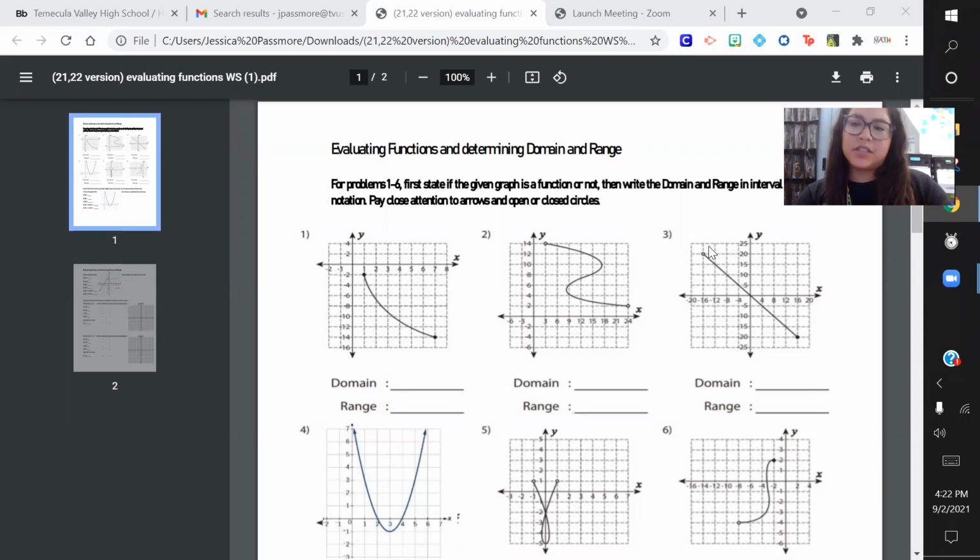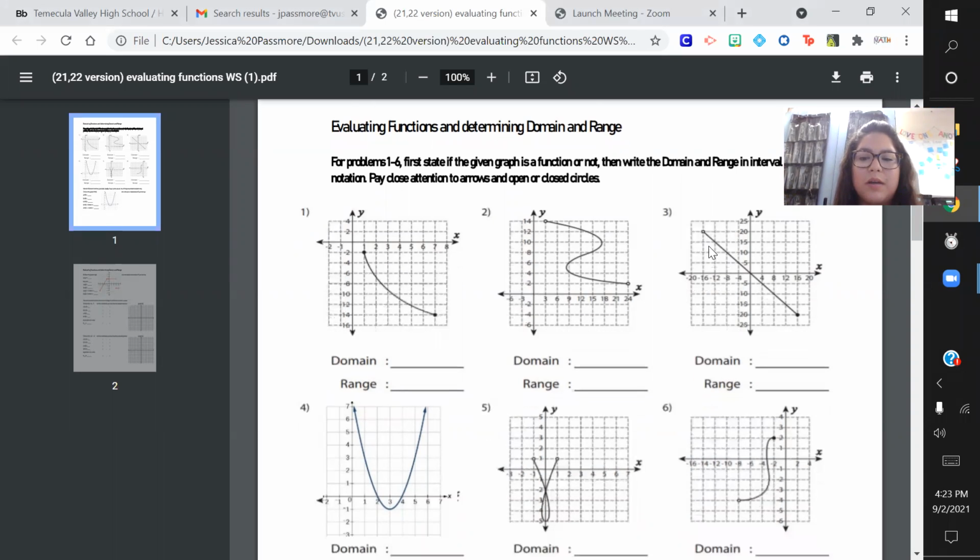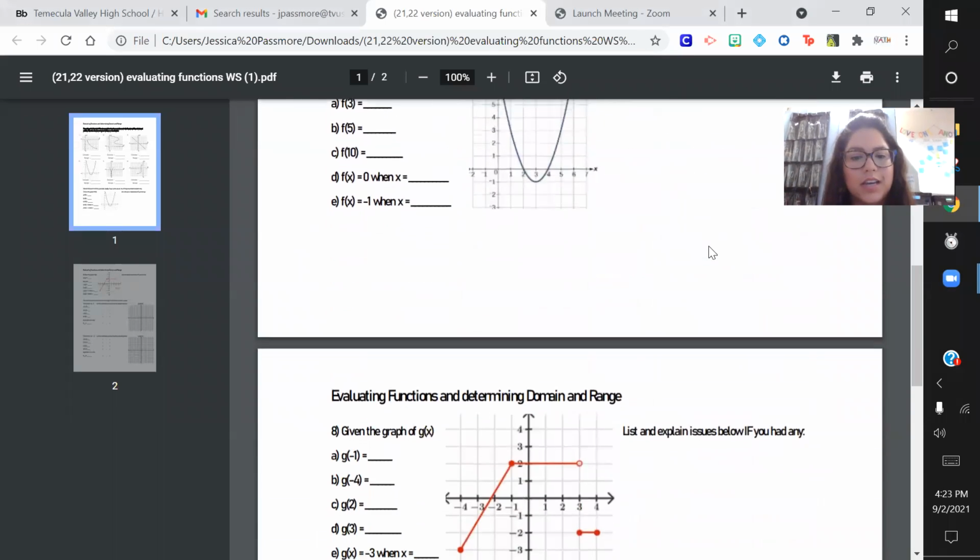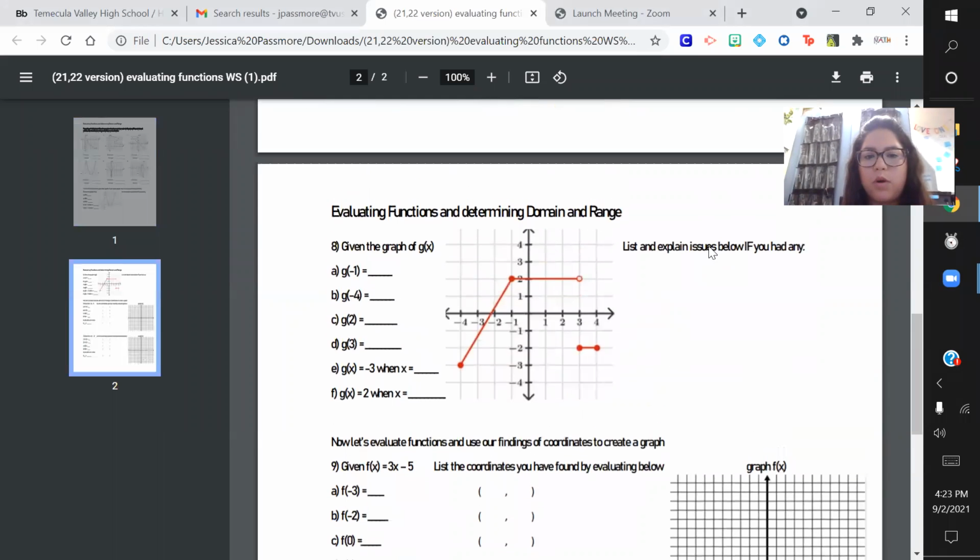So in class, you can see on the screen that we started evaluating functions, determining the domain and range. We've been practicing this skill for a couple days, and honestly, we're getting pretty good. So I'm going to scroll down to the second page and recap what we did in class. This very last one right here, when we had a bit of a snowball fight.